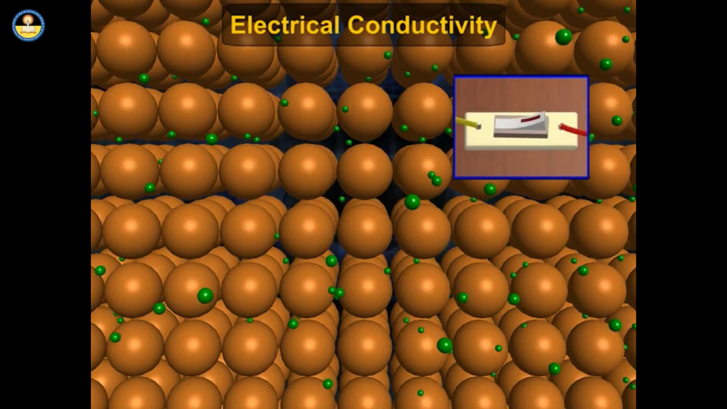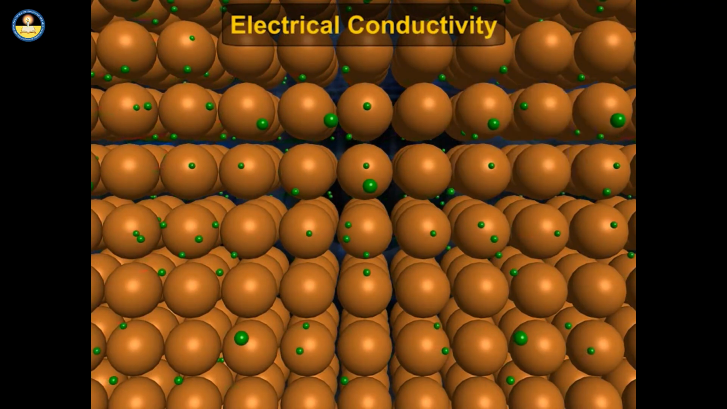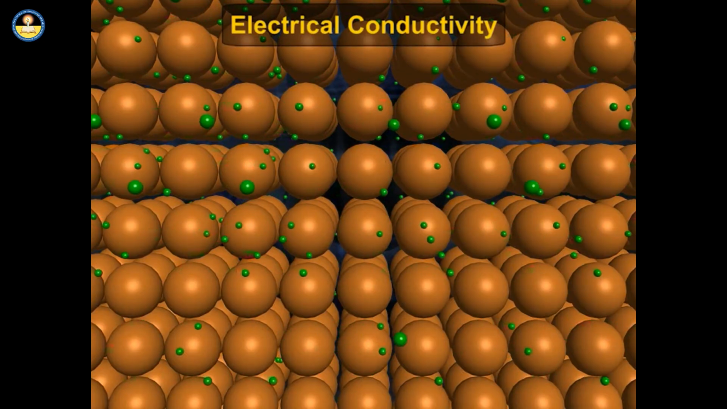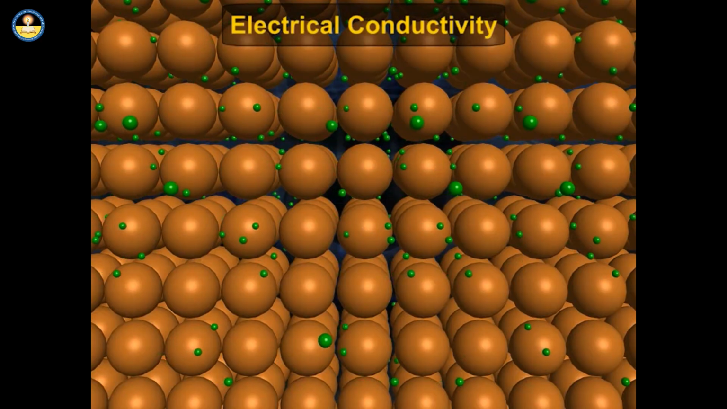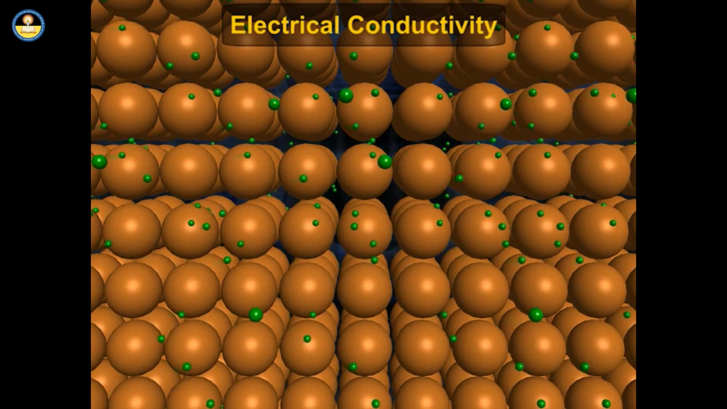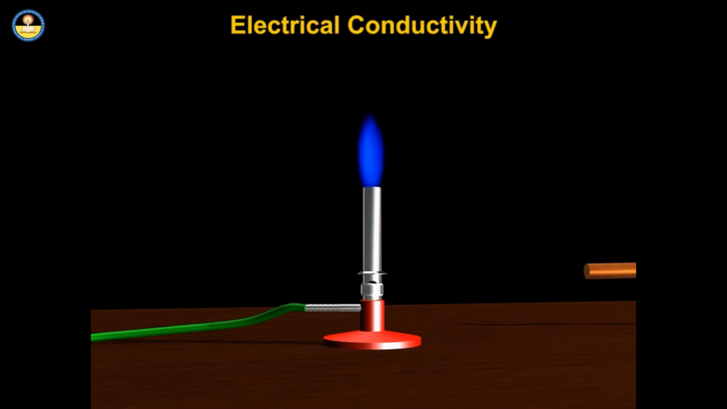When the current is switched on, we find that electrons move from the negative to positive terminal. As the electric current flows across a metal, it becomes conducting. The conduction of electricity by metals decreases with rise of temperature.